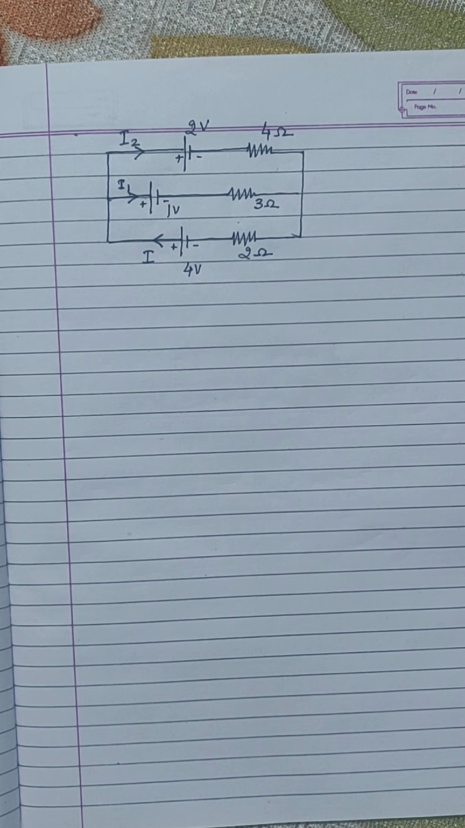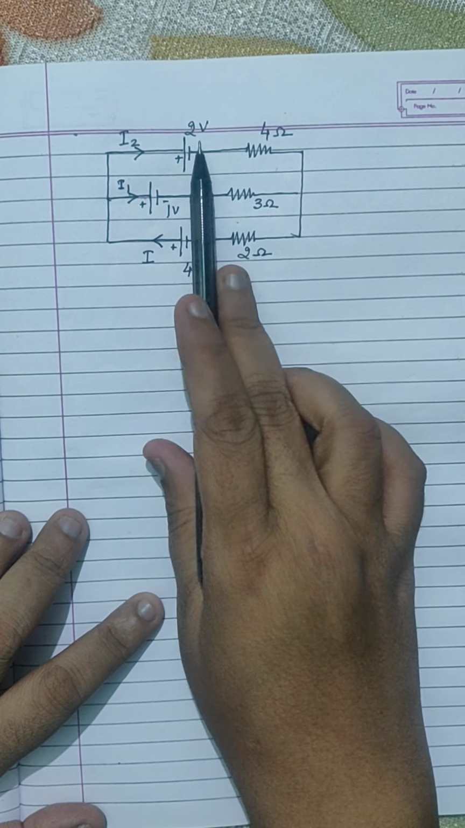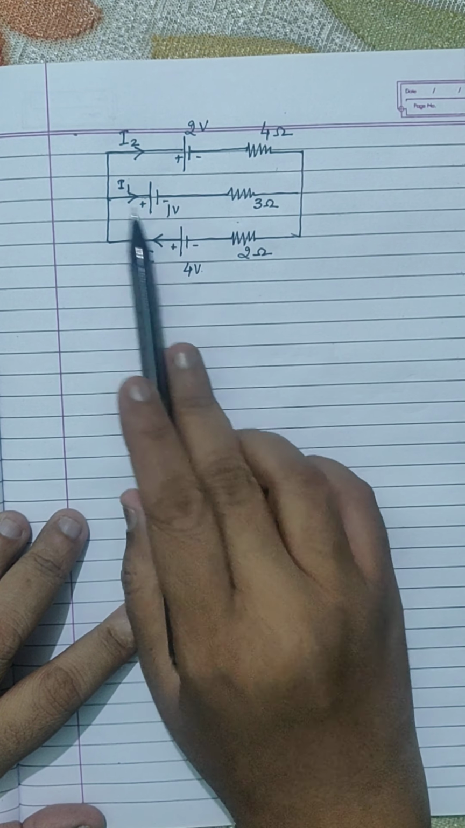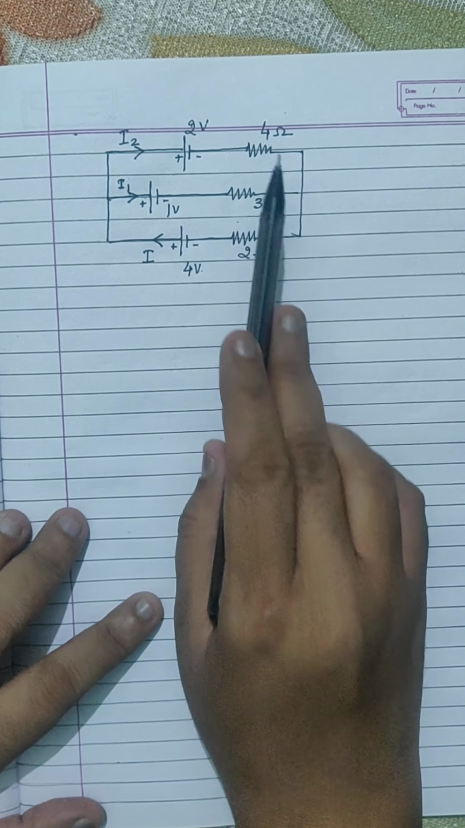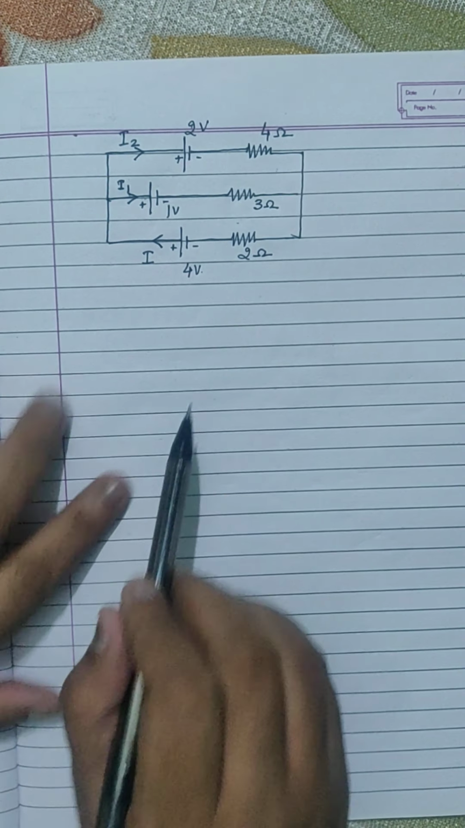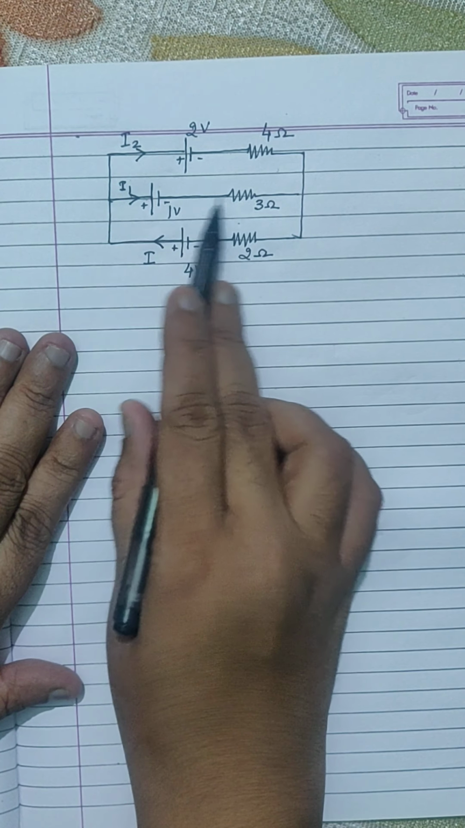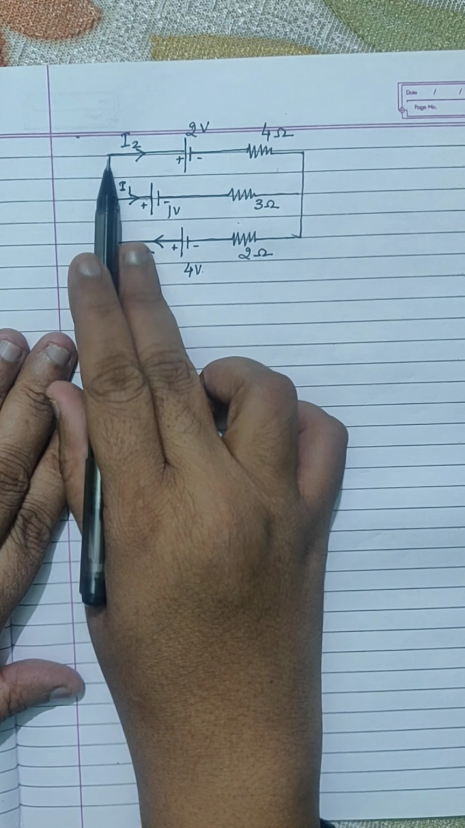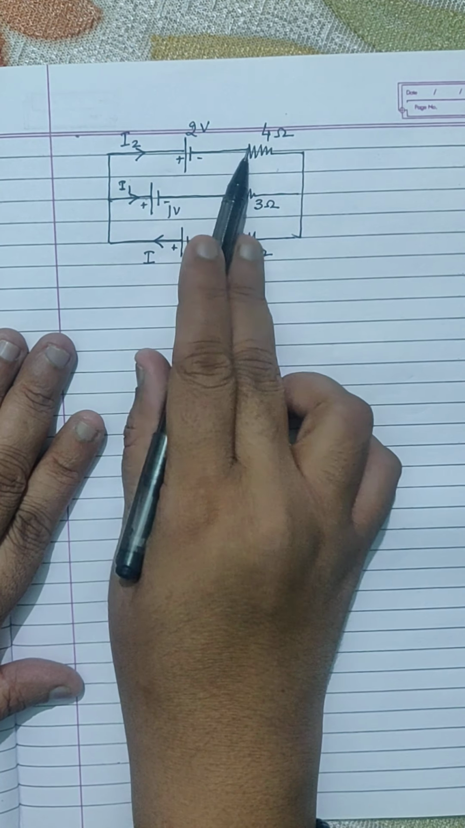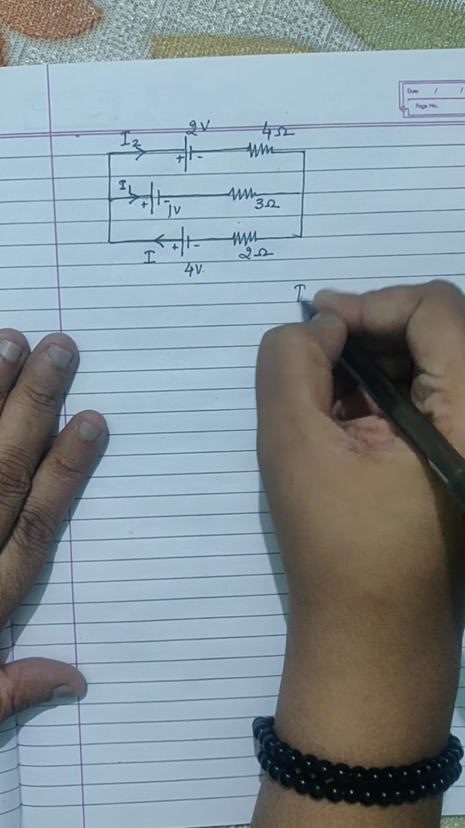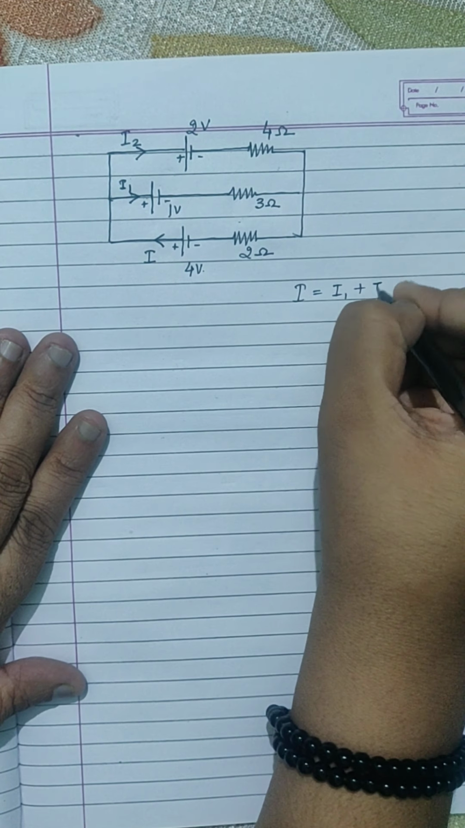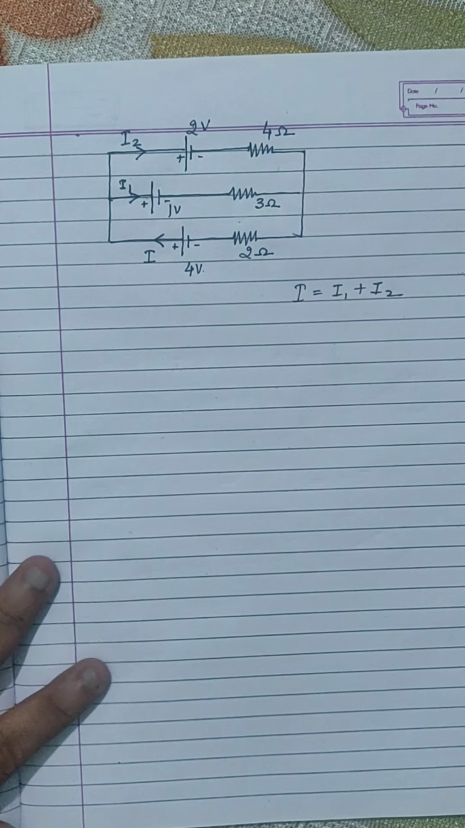Now considering another circuit diagram, here there are three batteries, 2 volt, 1 volt and 4 volt, and three resistances, 4 ohm, 3 ohm and 2 ohm are connected. Let's assume that if current I flows from here and I1 goes there, then I minus I1, which is equal to I2, goes in this circuit. So here we know that I is equal to I1 plus I2 according to the junction rule, obviously.